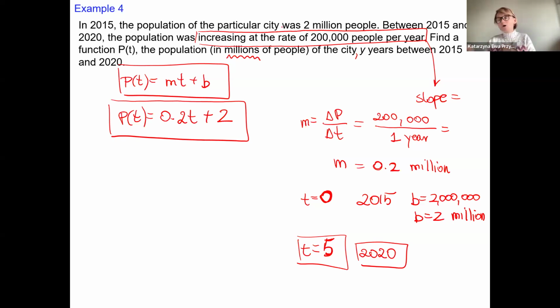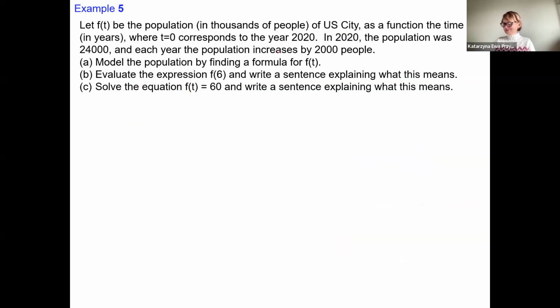The boxed part of this text is just telling us that it is a linear expression, a linear model. Model means just equation, expression. Please do not be afraid. Sometimes students are afraid of the word model. Okay, let's keep working.